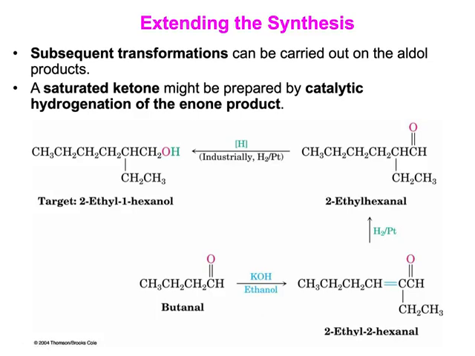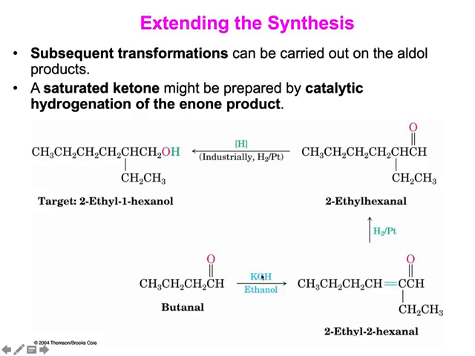So, extending the synthesis. A saturated ketone might be prepared by catalytic hydrogenation of the enone product. This one is an alcohol. Here is ethyl hexanal. This one is the aldehyde, and this one is the alcohol. Starting from the aldehyde, because extending the synthesis means we want to explore the synthesis route here. So this one is the aldehyde.